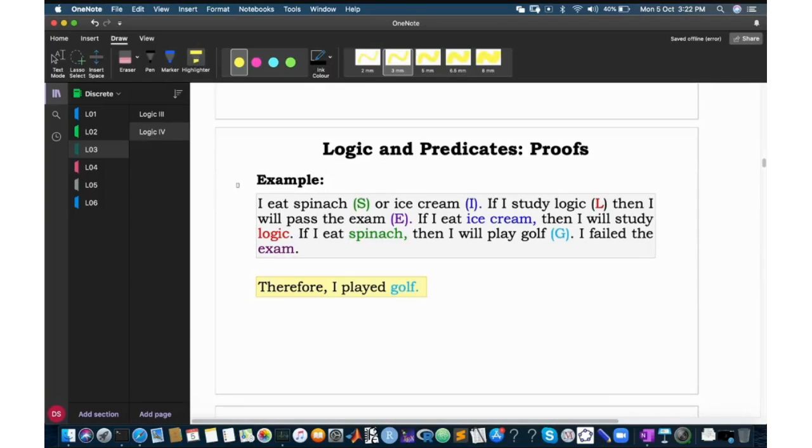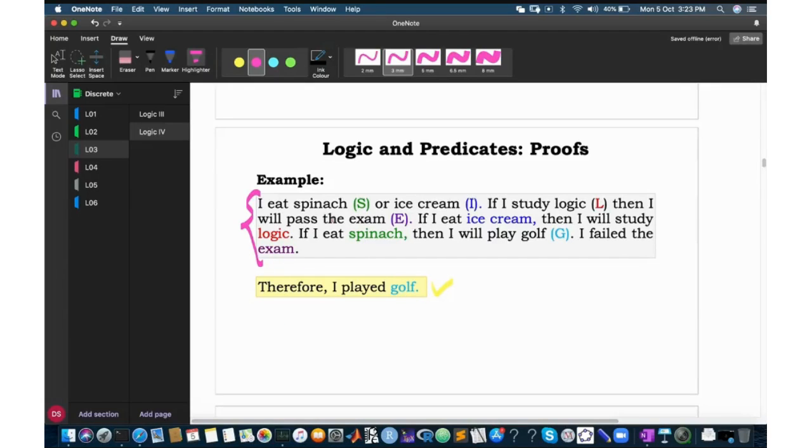So these are arbitrary statements, but the question is, can you come up with this conclusion using this information? Okay. So you have this information over here. Can you use this information in these statements to prove the conclusion, which was that I played golf? Okay.